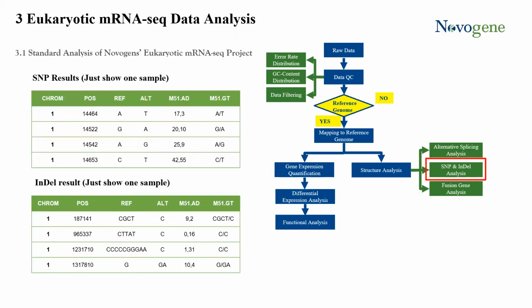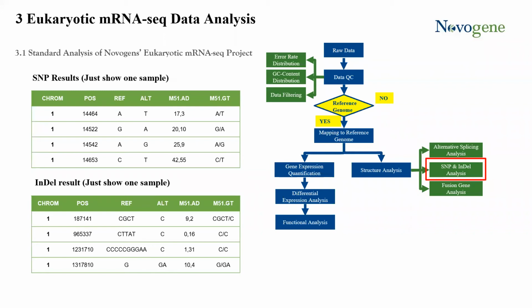So, moving on in our structure analysis, we have the SNPs, which stands for single nucleotide polymorphisms, and insertions and deletions. Here's an example of the table we provide. On the top left, we have the SNP results. As you can see, on chromosome 1 at position 14,464, we have a change from adenine to thymine. Next, we have the allele depth, which represents the number of reads supporting either the reference genotype or the mutated one. So in this case, it means that we had 17 reads containing the reference genotype and 3 reads containing the altered genotype. This is followed by the genotype of the locus.